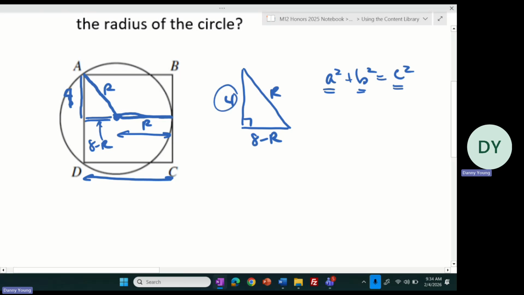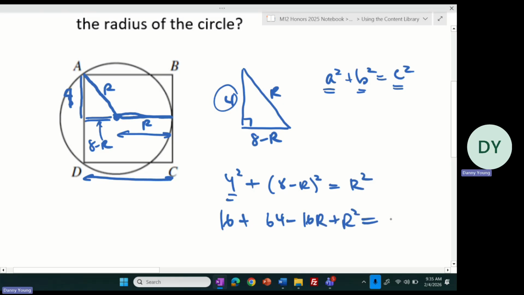So a is 4, so we have 4 squared. What is b? 8 minus R, squared. That is equal to, what is c? R squared. So 4 squared is what? 16, plus 64 minus 16R plus R squared, is also equal to R squared. Question here, is everybody okay with establishing this equation? Yes or no?